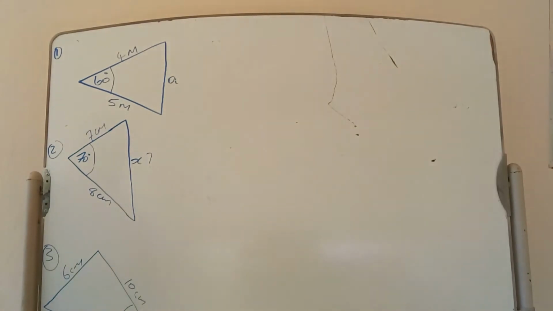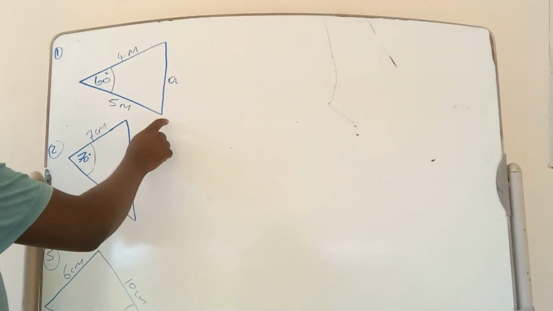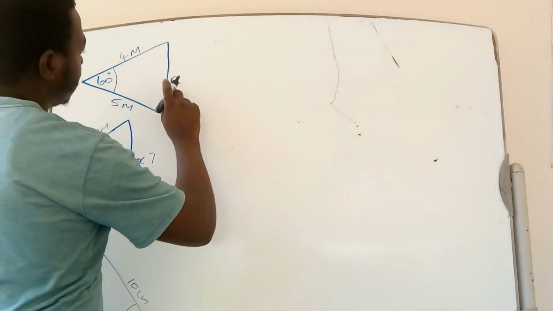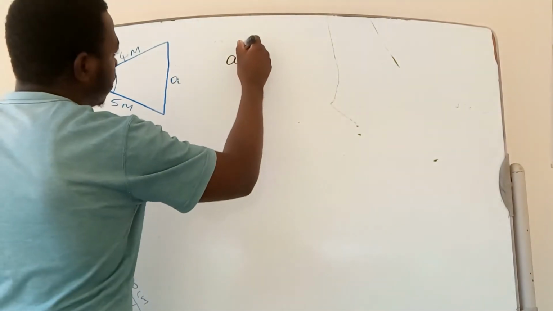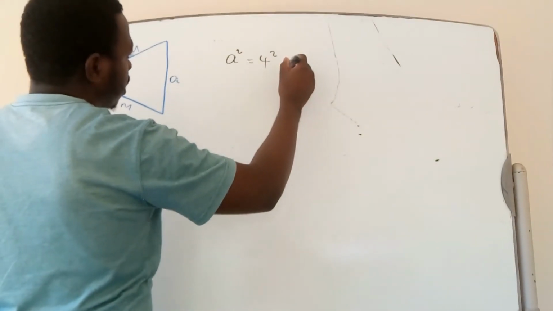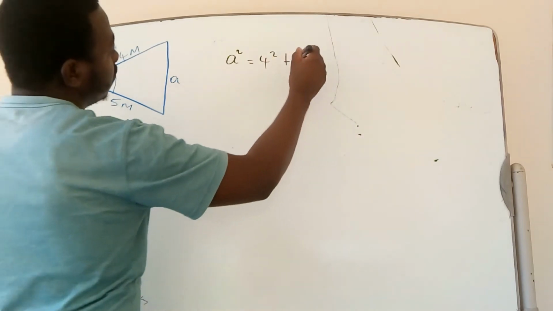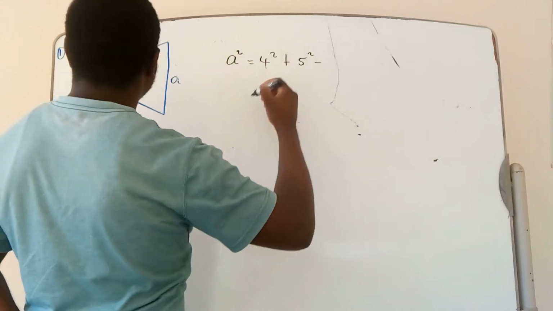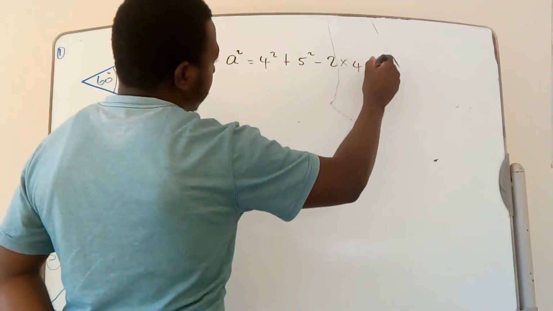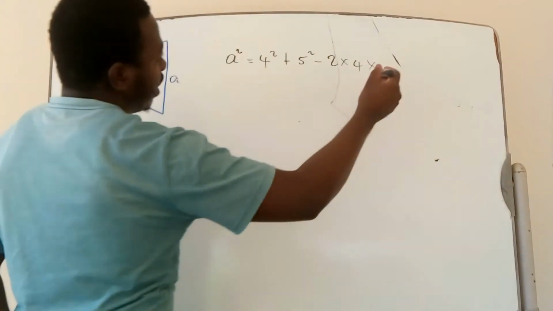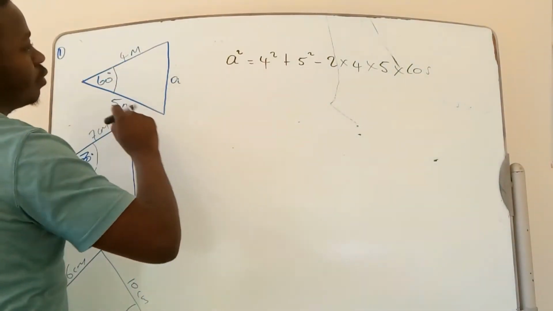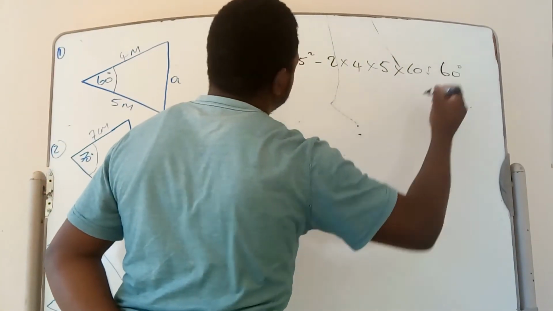So now we are going to use the cosine rule to find the length of a. We know a squared is equal to the square of this side, which is 4 squared, plus the square of this side, which is 5 squared, minus 2 times this side, which is 4, times this side, which is 5, times the cos of this angle, which is 60 degrees.